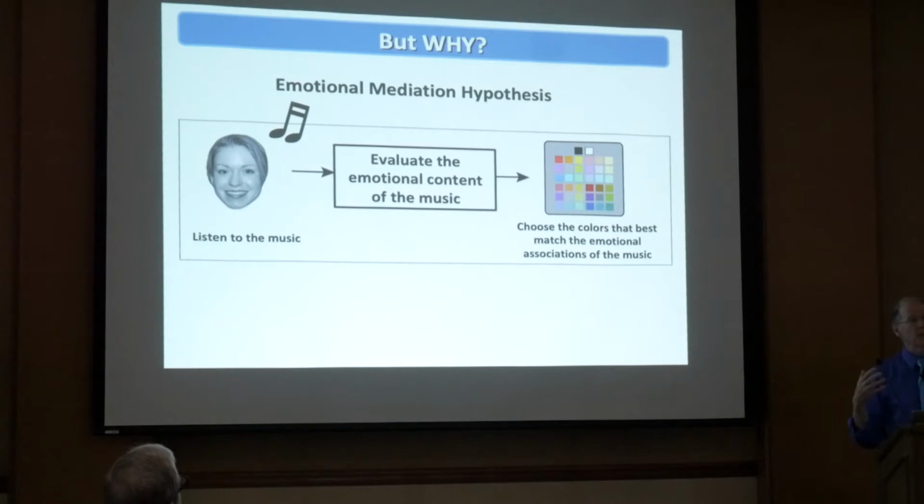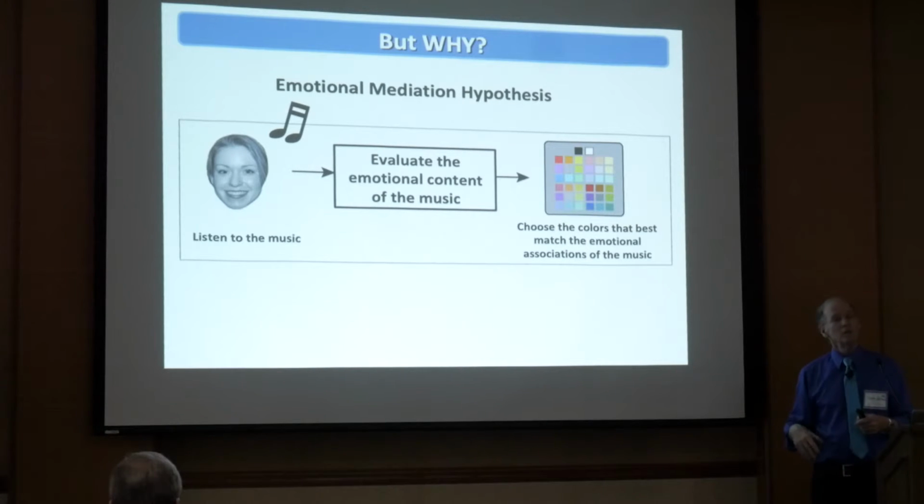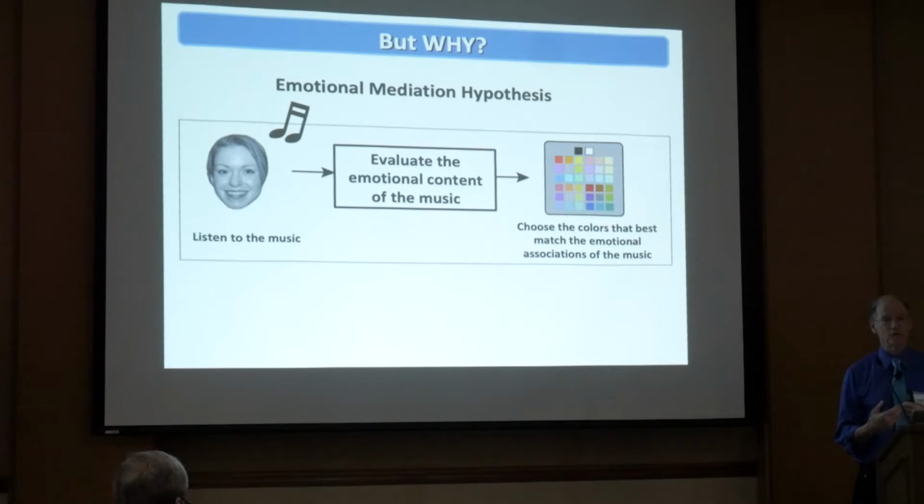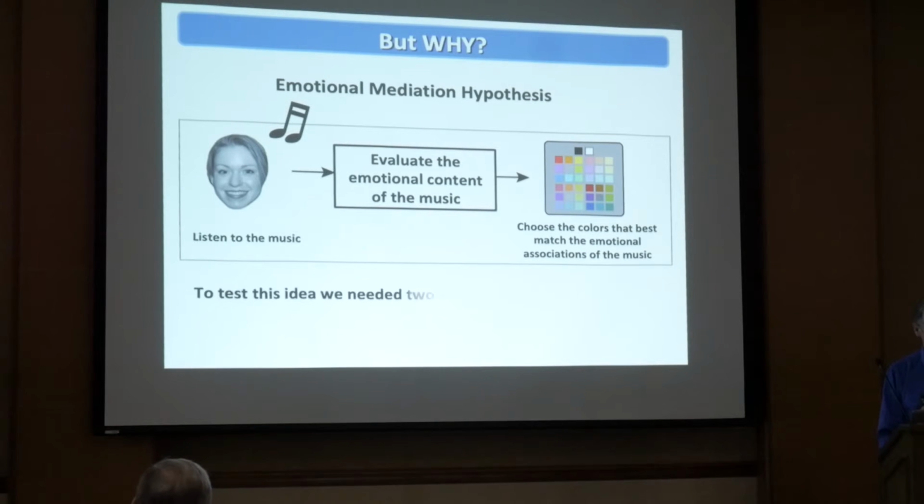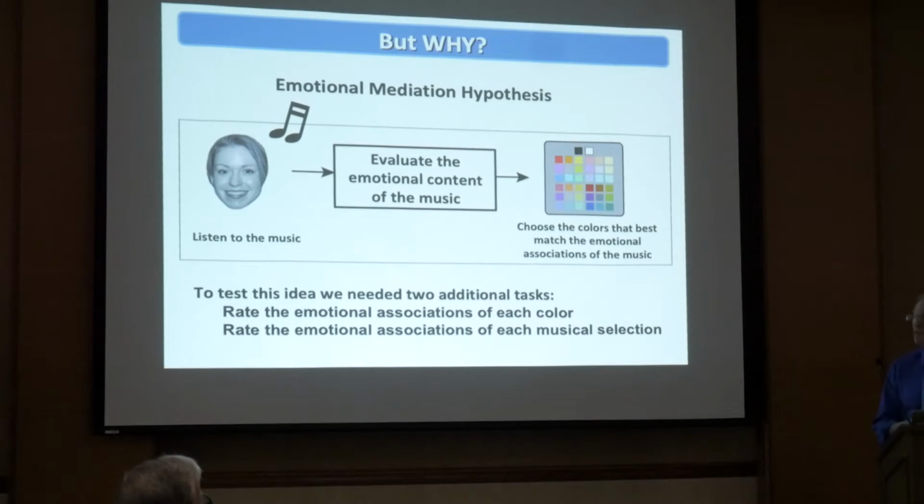Okay, so why is it that people systematically pick different colors to go with different music? Our notion was what we call the emotional mediation hypothesis. The idea is that when you listen to the music, you have some kind of an emotional response. I don't know whether you actually feel those emotions or you just perceive that those emotions are relevant. But then the idea is that you pick the colors that have common emotion with the music. In order to test that hypothesis, we have to collect some extra data on the emotional associations of each color and the emotional associations of each piece of music.